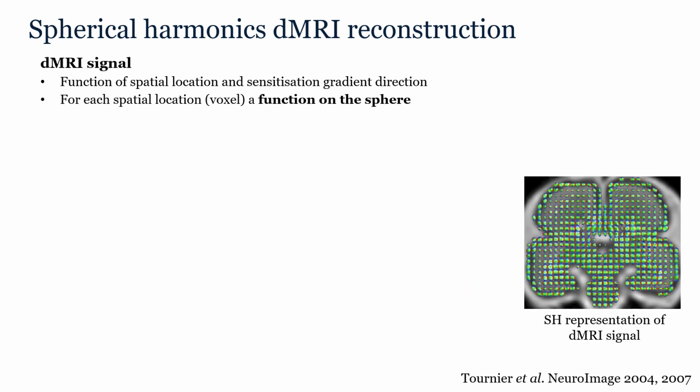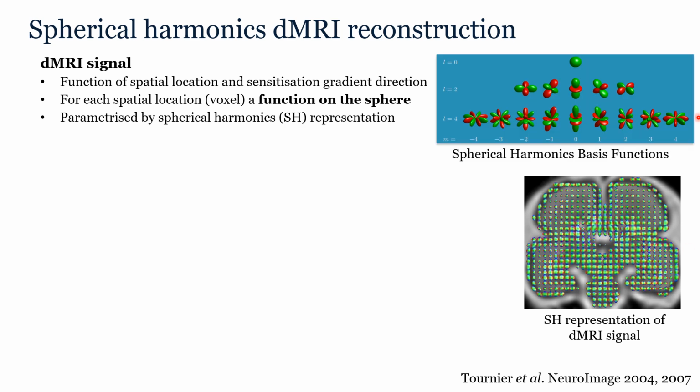Diffusion signal is a function of spatial location and sensitization gradient direction, and for its spatial location it is therefore a function on the sphere. You can see an example of diffusion signal in the fetal brain here. Because it's a function on the sphere, it can be parameterized by spherical harmonics representation. Here you can see the spherical harmonics basis functions, and if we take a suitable linear combination of these basis functions, we can approximate any function on the sphere.